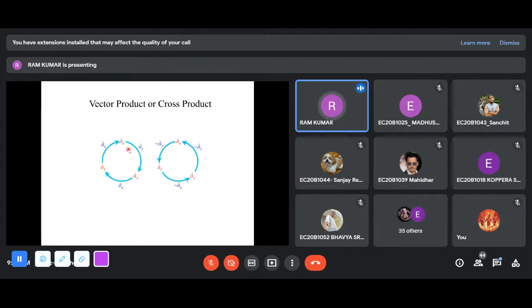If it's in the opposite direction, it means instead of AX cross AY, suppose it's AY cross AX, then minus AZ. Similarly, you can remember this. Minus. Okay.